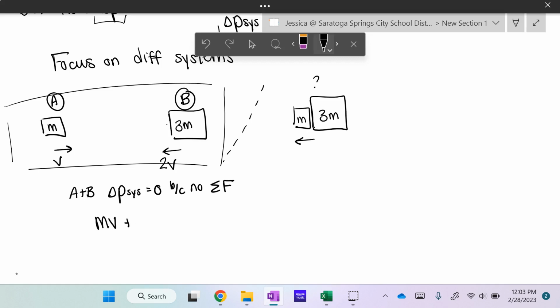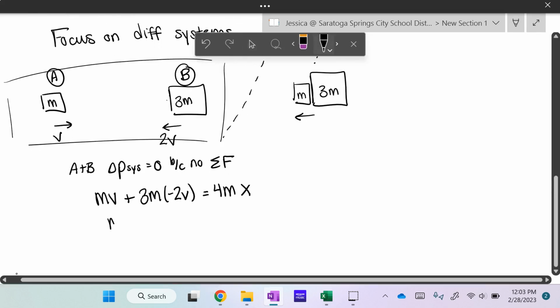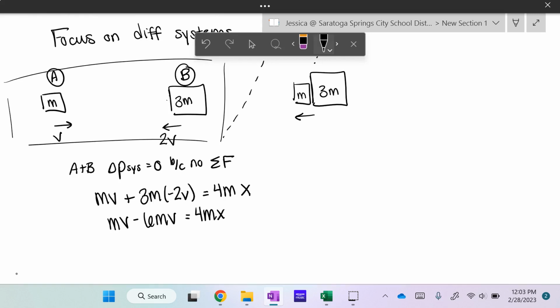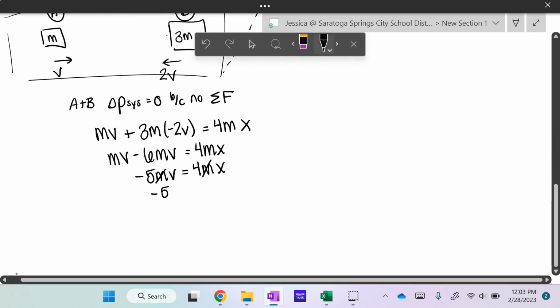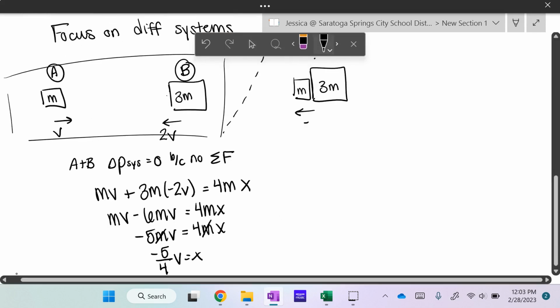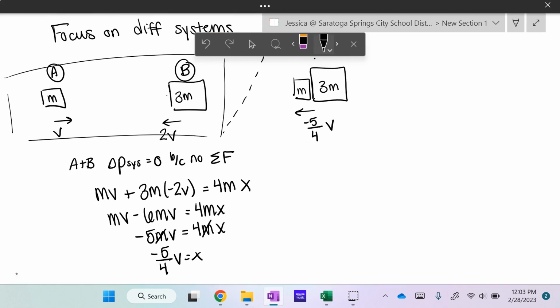So I have mv plus 3m times negative 2v equals 4m times x, because they're moving together at some unknown speed. So mv minus 6mv equals 4m x, negative 5mv equals 4m x, my mass cancels, and negative 5/4 v is x. Okay, so that tells me that this object is moving to the left at 5/4 of whatever v is.